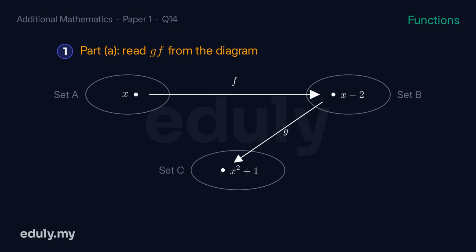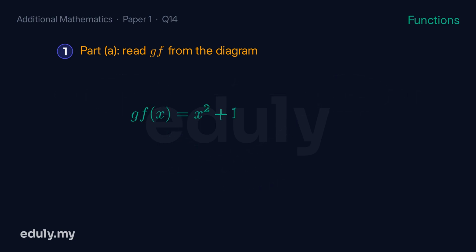Then g carries that value down into set C, where x lands on x squared plus 1. The arrow that runs straight from set A to set C is the composite gf. Do f first, then g, so read it off directly. Don't substitute f into g of x. Following the arrows, x ends up at x squared plus 1. So gf of x is x squared plus 1. That settles part A.